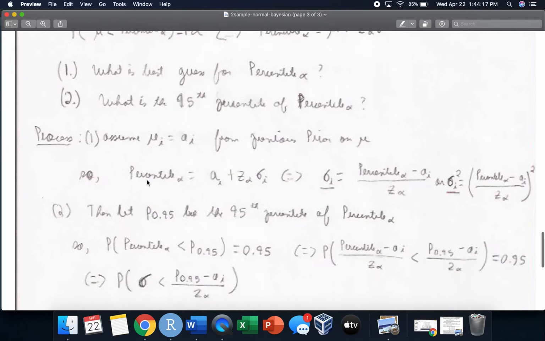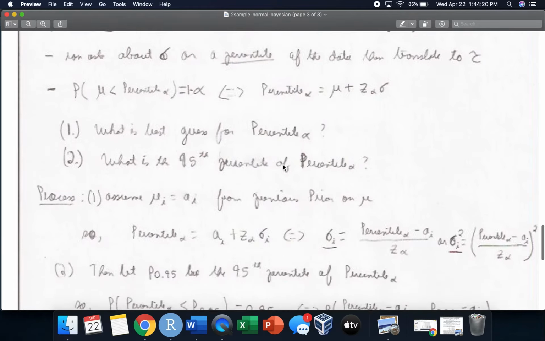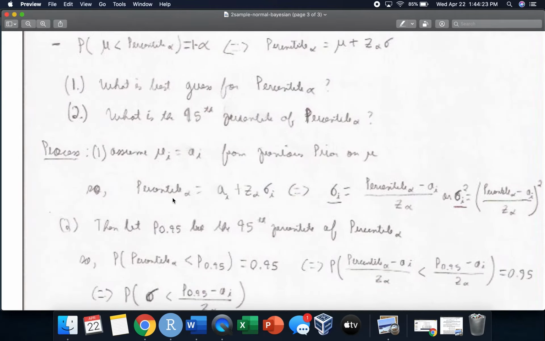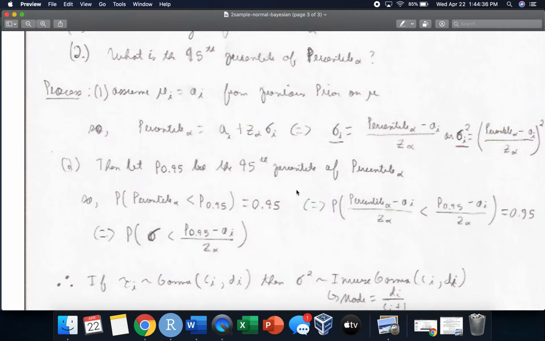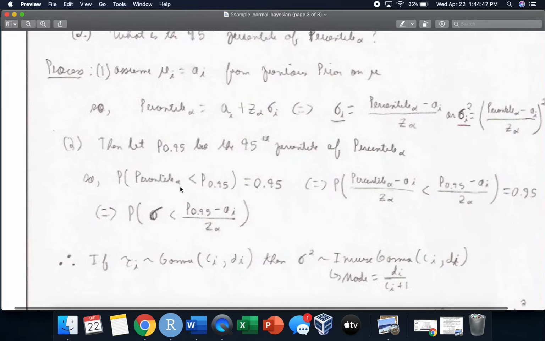Then we use the equation that we had before, but instead of mu we now have A. So percentile equals A plus C alpha sigma. We solve for sigma from there, and we square both sides to get the variance. Now, for question 2, let's say the 95th percentile of the percentile, we'll call that p.95. We set it up the same way, but now the percentile is over here instead of mu. So we say the probability of the percentile being less than p.95 is 0.95.